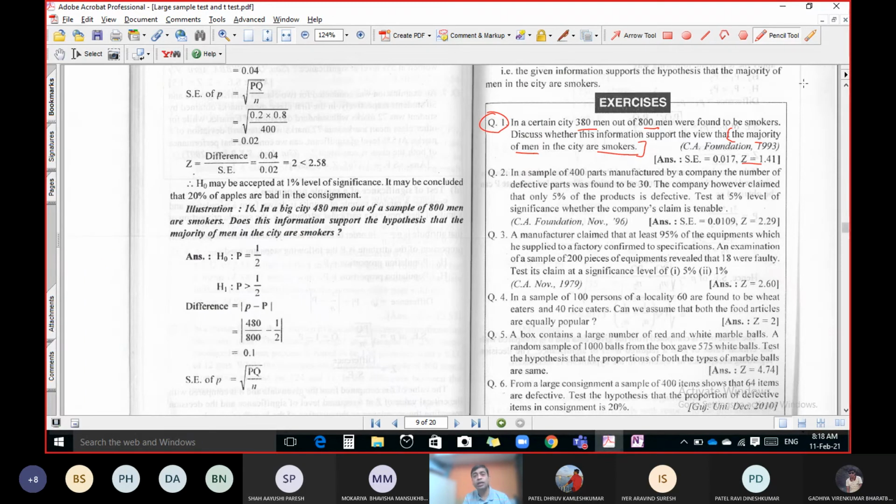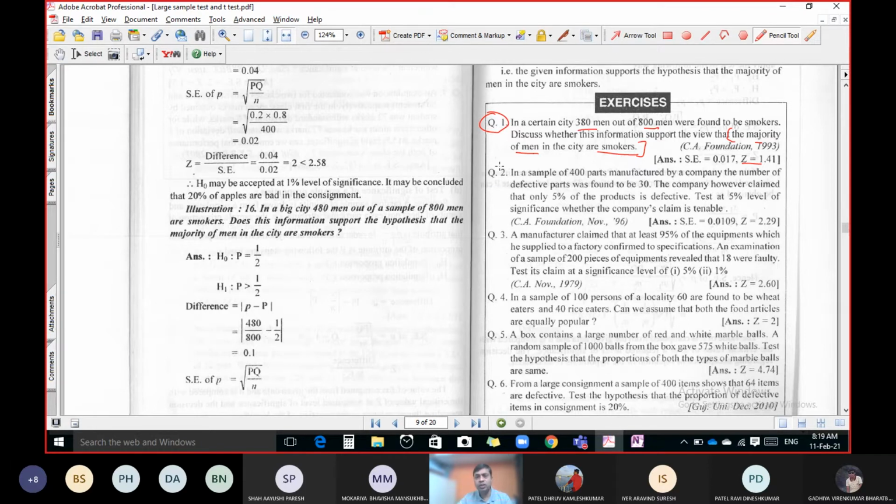So the data indicate that there is no majority. If it is a majority, then it should be more than 400. But if it is more than 400, it doesn't mean that there is a majority, because it is a sample study. So there is always some variation, but whether that variation is significant or not is what we want to verify here. Okay, let us do the next question.